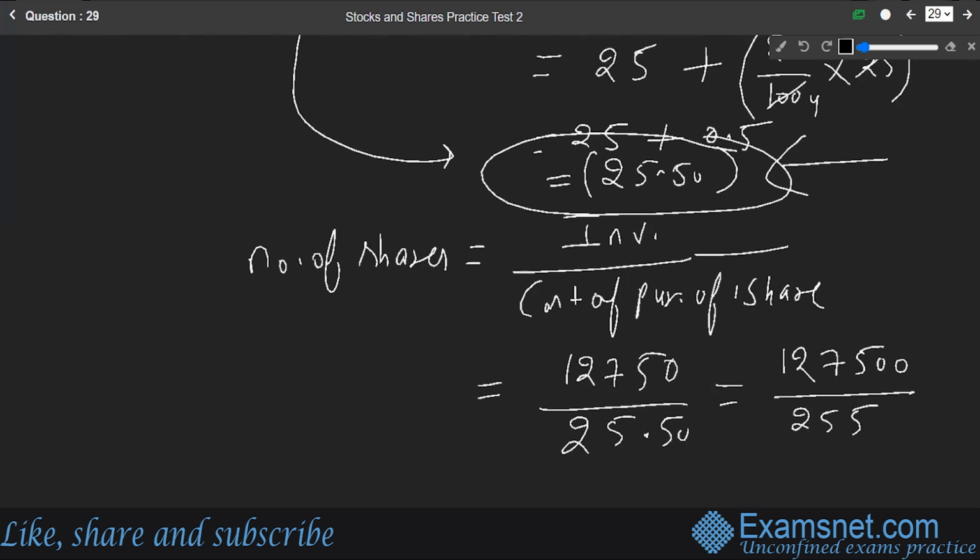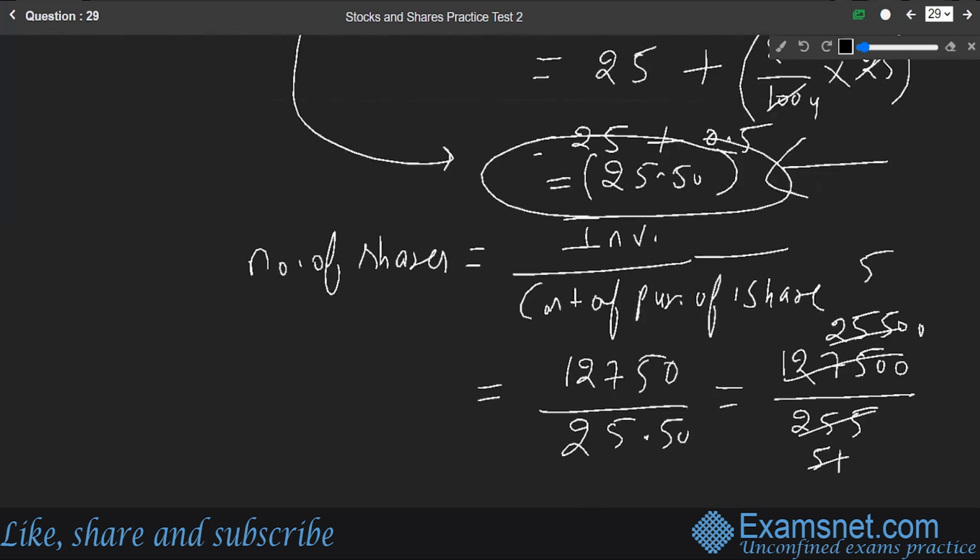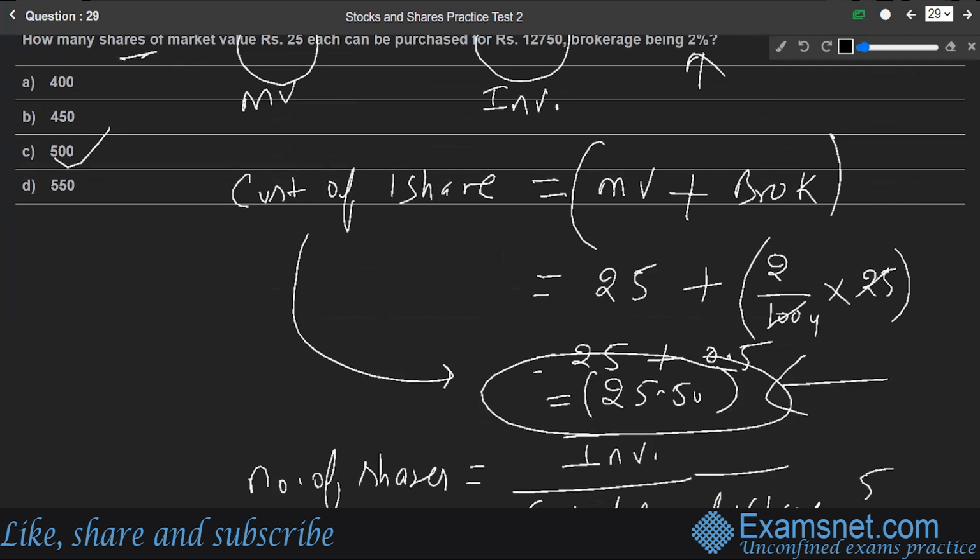Now we can cut down both the numbers by 5. If we cut it, 5 ones are 5, 5 twos are 10, then 2 remains, 5 fives are 25, then 2 remains, 5 fives are 25, then 00. So it becomes 25500 by 51. 51 can cut 255 simply by 5. So the number of shares are coming simply as 500. So these many shares have been bought. It is available clearly in option number C, which becomes the right answer for us.